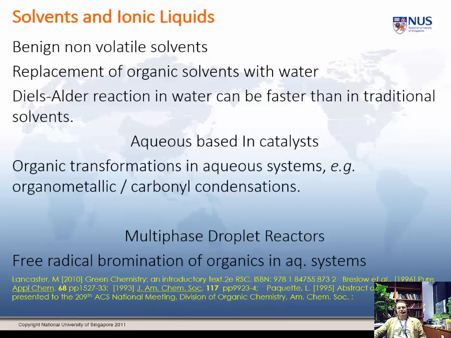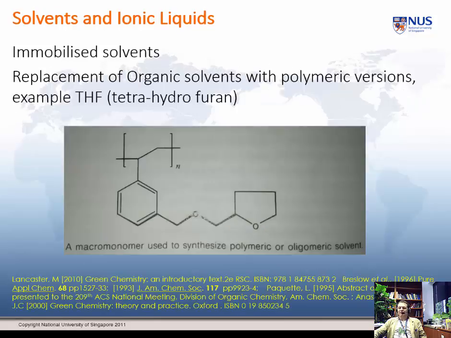Now, benign non-volatile solvents include ionic liquids, but I'm not going to talk about them here because they are the next heading after we've finished benign and non-volatile solvents. So, what makes a solvent volatile? And what makes it benign? Well, basically, the less volatile it is, the less VOCs there are. That's one of the major measures of benignness.